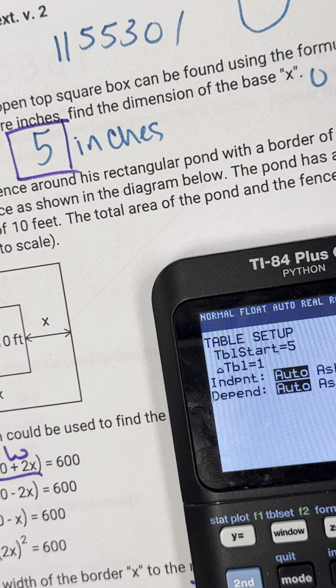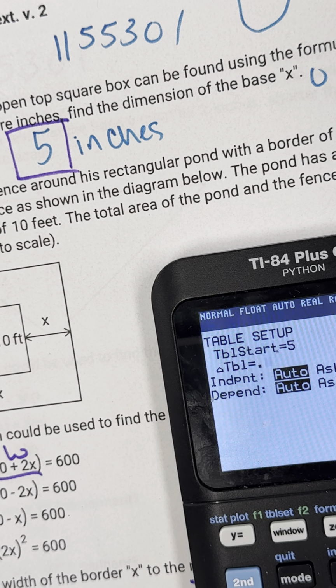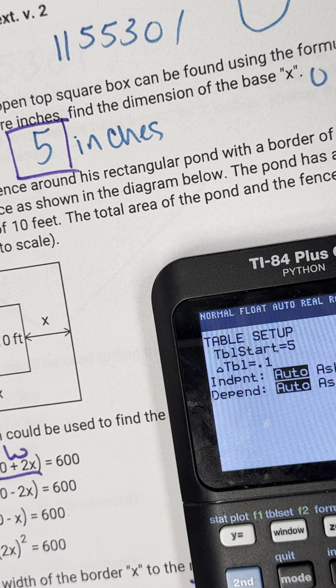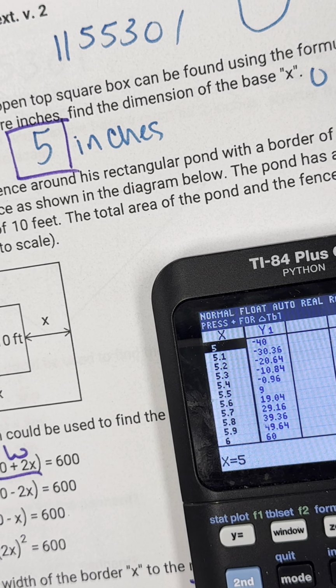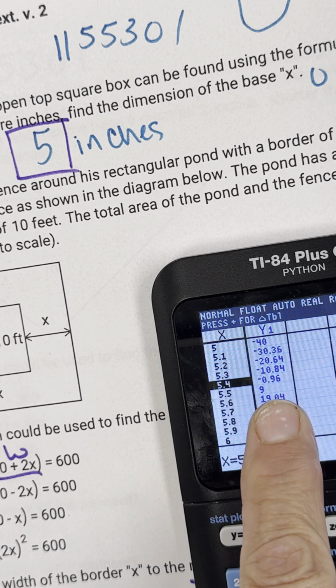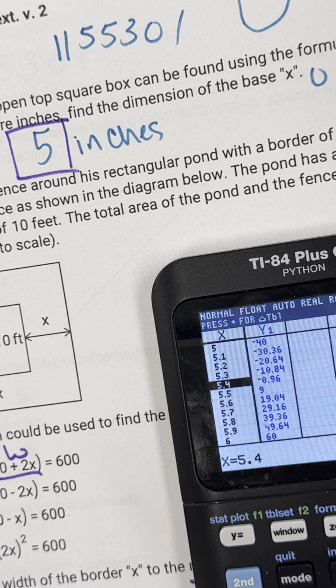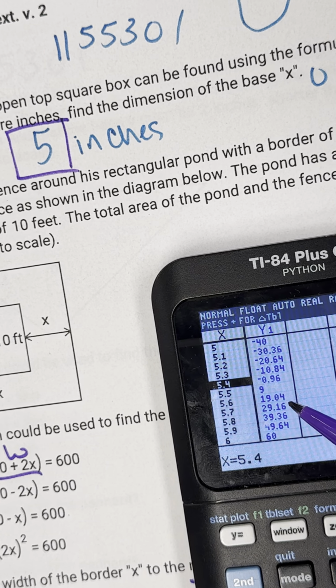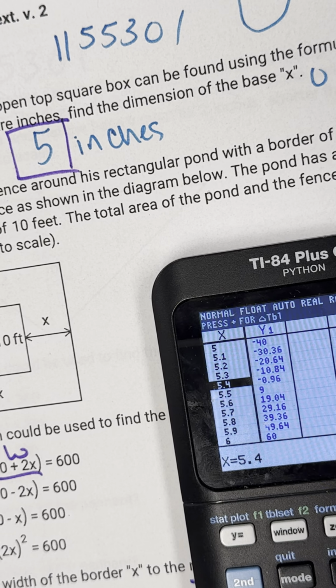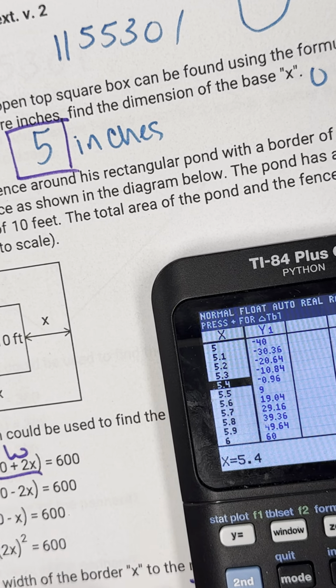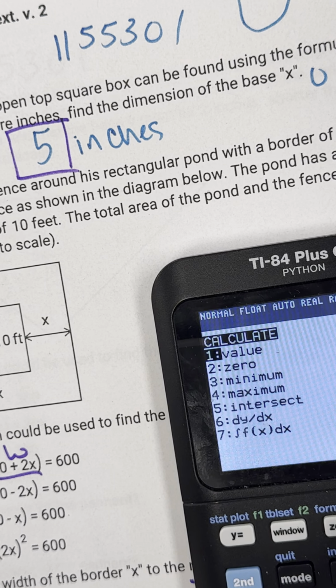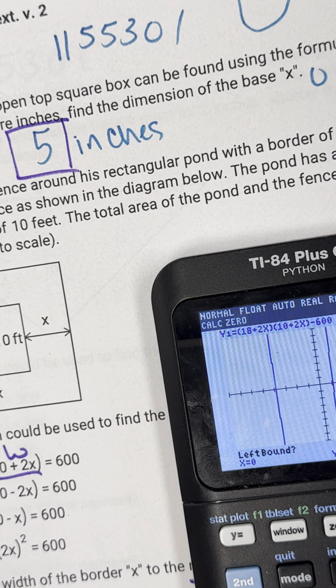So I'm going to go to my table set, start at 5. Since I'm rounding to the nearest 10th, I'm going to do 0.1. If I was rounding to the nearest 100th, I'd do 0.01. So second table, and I'm looking for the closest number to 0. When it goes from negative to positive, that's where I'm closest to 0. So negative 0.96 is closer to 0 than positive 9. So x equals 5.4.